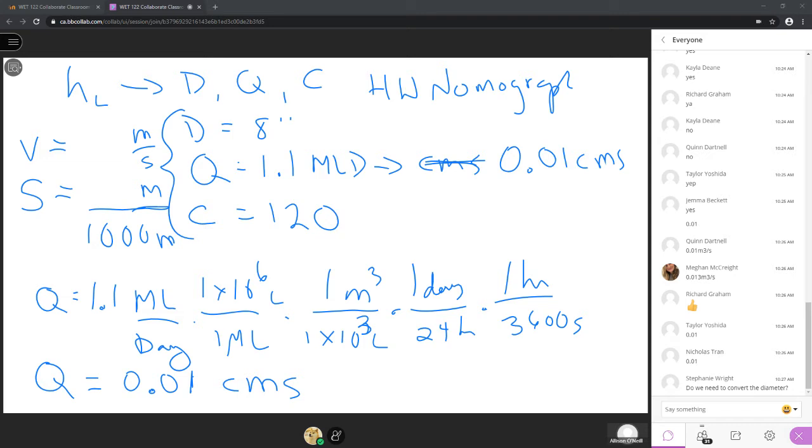No, Stephanie, you don't need to convert the diameter. You can just use the 8 inches. So you'd be connecting the 8 inches and the flow rate of 0.01 cubic meters per second on the QDV line. You'd use the QDV line to tell me what your velocity is. And then you take your pivot point and your C equals 120, and you read off a slope.